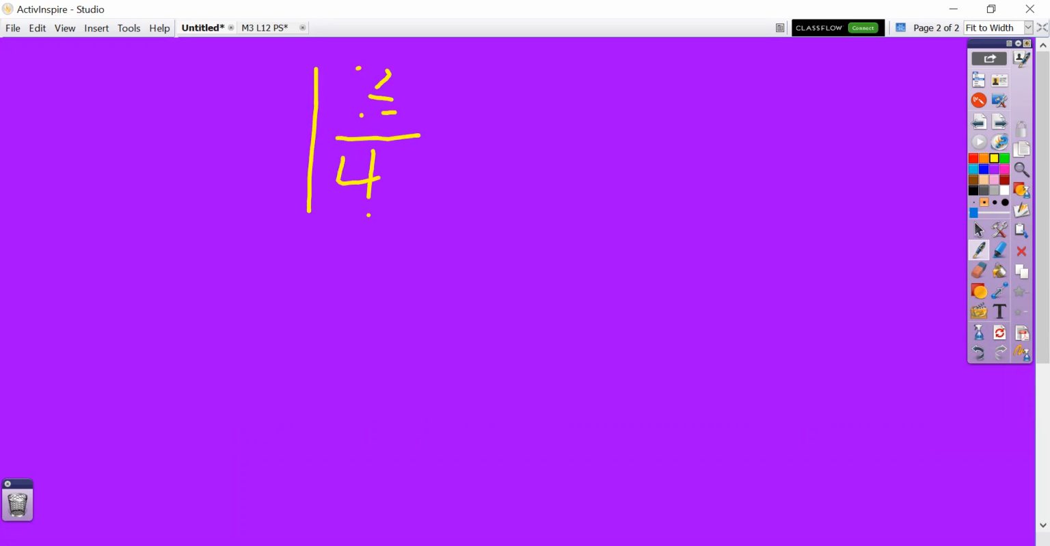I don't know why my stylus isn't working near the top of my screen. Minus, it jumps, 6/7. So 1 3/4 minus 6/7.